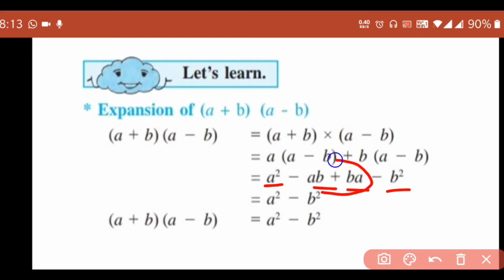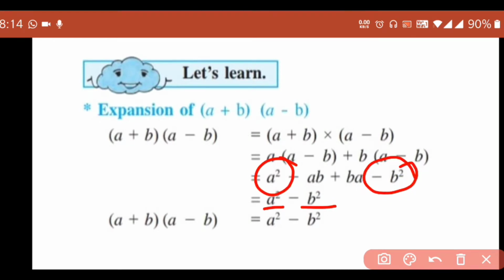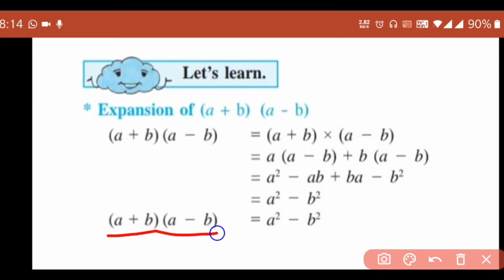So minus ab plus ab, both are like terms, they can be added and subtracted. Minus ab plus ab will be 0. So these terms are getting cancelled. We are getting only a square, first term, minus b square, last term, because plus ab minus ab will be cancelled. So expansion of (a + b) into (a - b) is equal to a square minus b square. So we have to apply this formula for solving the sums.